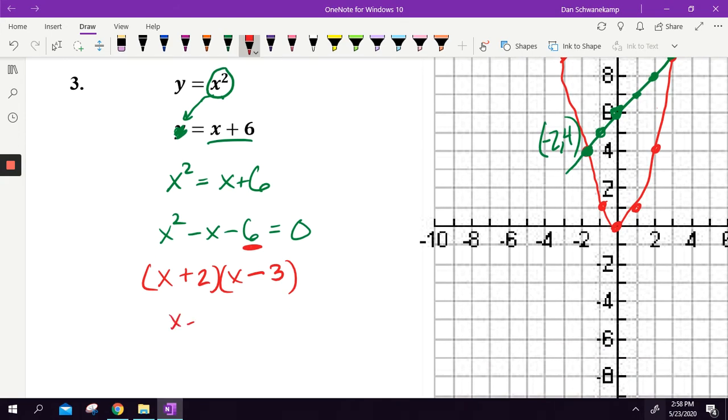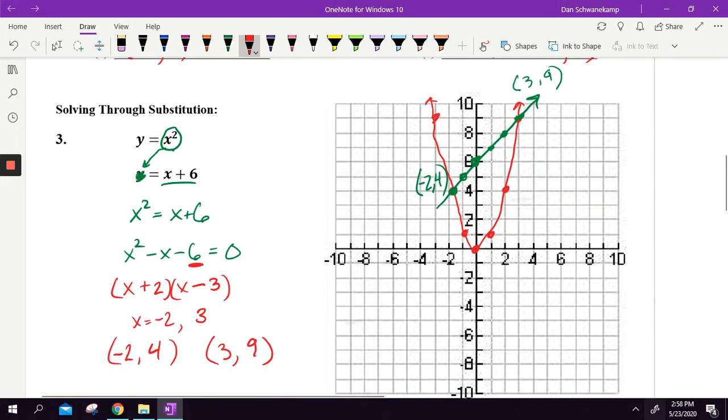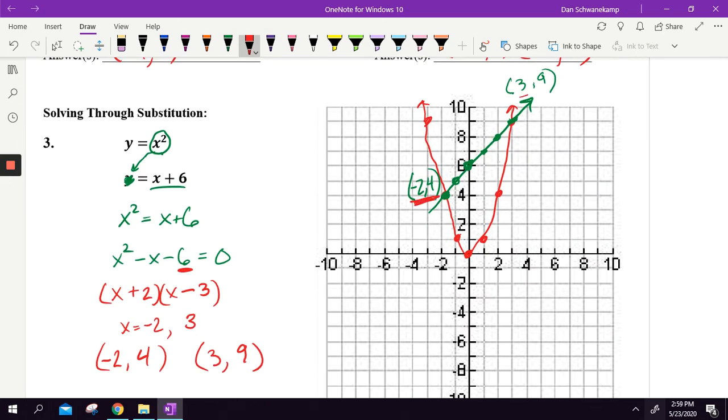So what are my answers? My answer is x is equal to -2 and x is equal to +3. Those are my two x values. How could I find the y value? Well, I would plug in those numbers in the beginning. What is -2 squared? That would be 4. What is 3 squared? That would be 9. Hey, guess what? That's exactly what we found by graphing it as well. So you could do them through substitution as well.